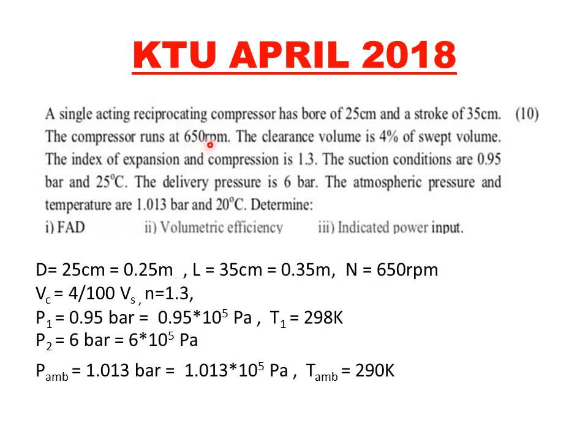The compressor runs at 650 rpm. That means the speed of the compressor is given. The clearance volume is 4% of swept volume. With this sentence, I understand that it is a case of compression with clearance. The index of compression, that is the value of n, is given as 1.4. For expansion and compression, it takes place polytropically and the value of n is 1.3.